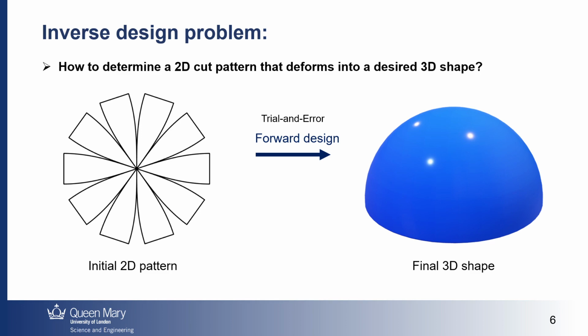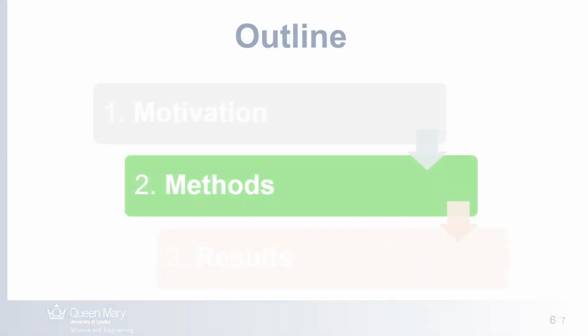However, ideally we want to use an inverse design method. For example, you want to have a hemispherical shape. How are you going to cut the 2D flat sheet to achieve that? You can achieve that by analytical solutions or a data-driven approach. Let's move into our method.